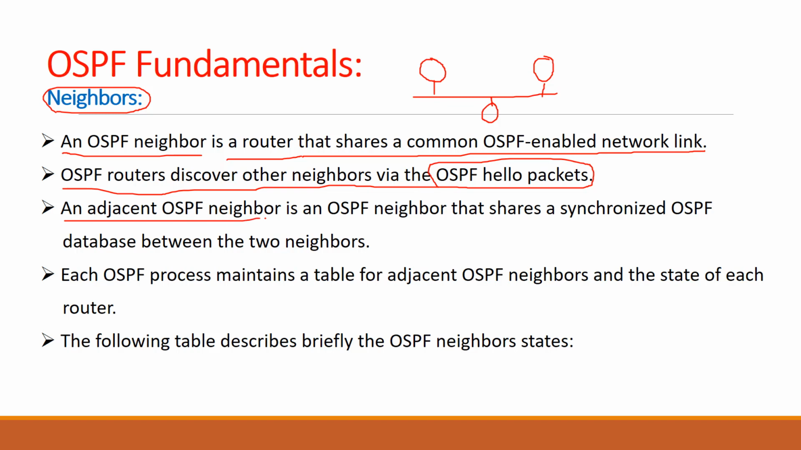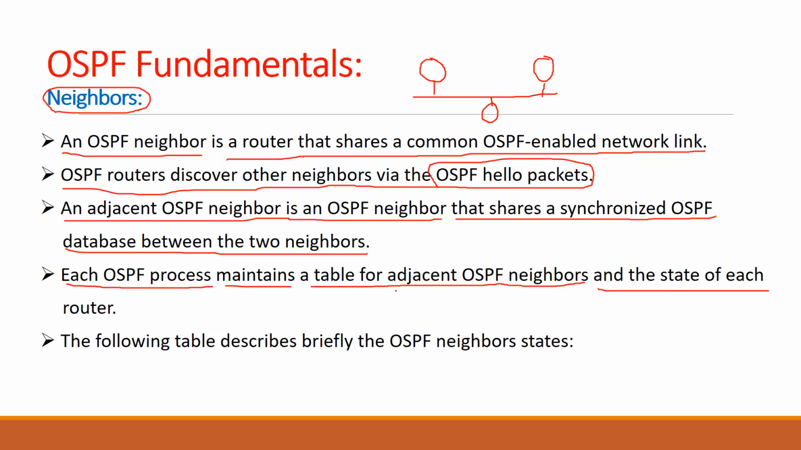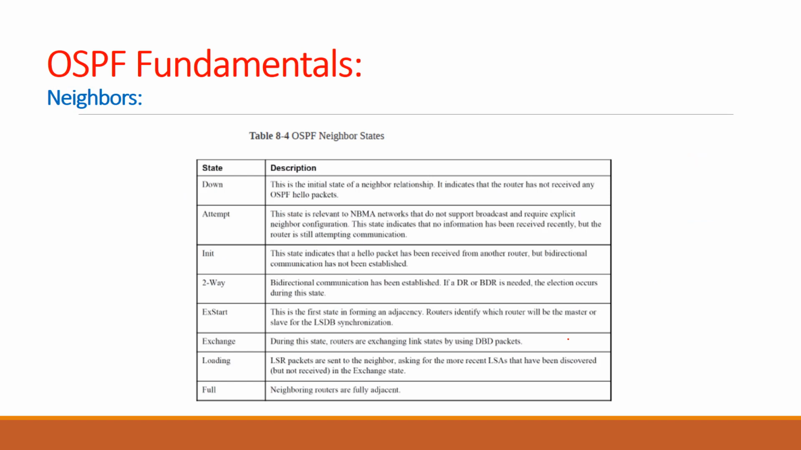An adjacent OSPF neighbor is an OSPF neighbor that shares a synchronized OSPF database between the two neighbors. This is called an adjacent OSPF neighbor. Each OSPF process maintains a table for adjacent OSPF neighbors and the state of each router. The following table describes briefly the OSPF neighbor states. This is one of the most important topics you have to keep in mind.